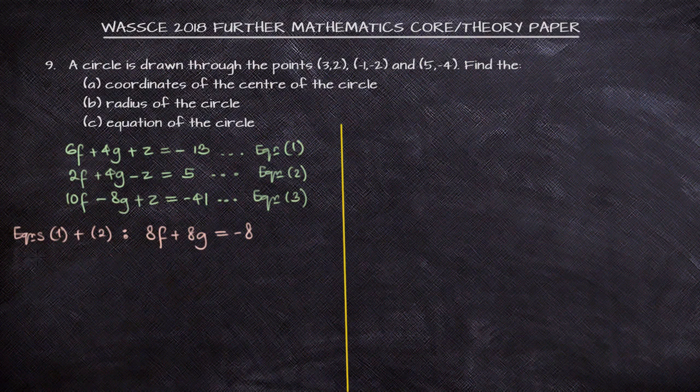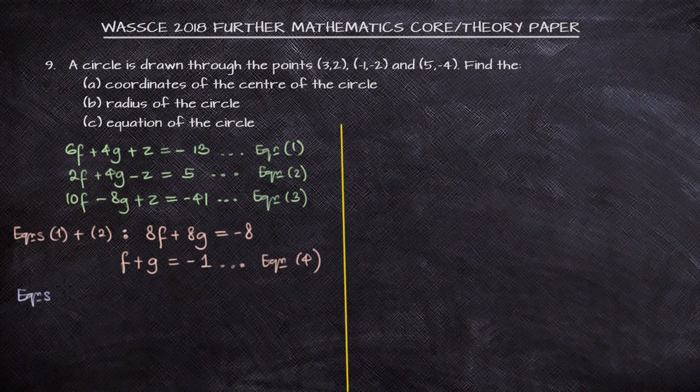Now, of course, 8 is common all through. If I divide through by 8, I'm going to have f plus g is equal to minus 1. This I can call my equation 4. Then again, if I look at equations 2 and 3, I can also eliminate z again if I add both equations.